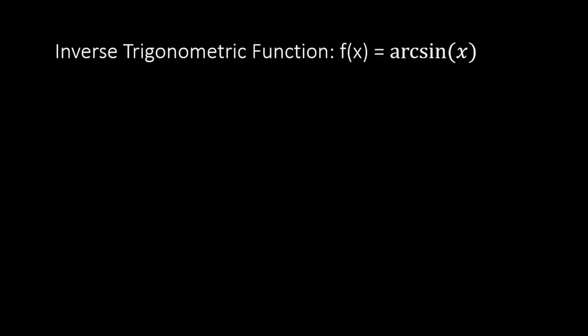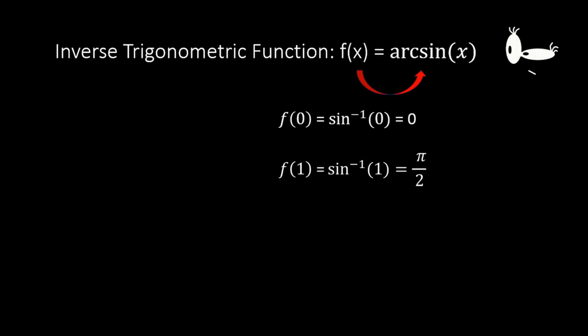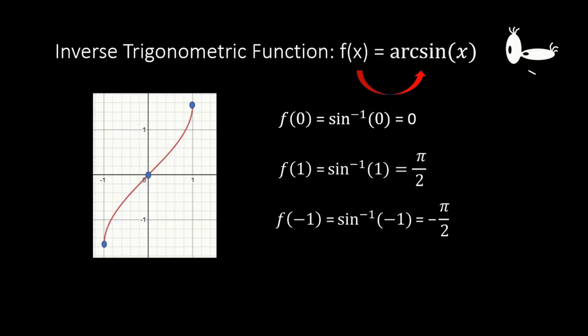Inverse trigonometric function. This is sin inverse x, or arcsin x. For example, inputting 0 gives 0, inputting 1 gives 90 degrees, and inputting negative 1 gives negative 90 degrees. The graph is restricted to the range of the sin function.